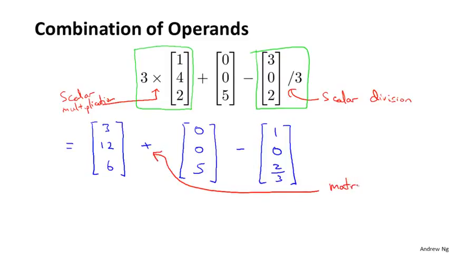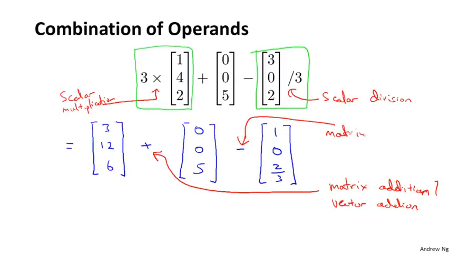And again, just to make sure we understand what's going on here, this plus symbol is matrix addition. Since these are vectors, and remember vectors are special cases of matrices, we can also call this vector addition. And this minus sign here is again matrix subtraction. But because this is a 3 by 1 matrix, that is actually a vector, we can call this vector subtraction as well.